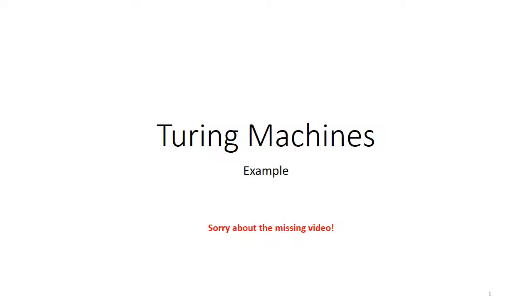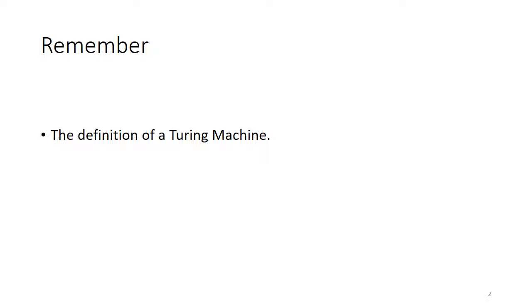So I briefly mentioned it in the previous videos, but I said that we wanted our Turing machines, instead of just being able to accept and reject strings, to also be able to compute some functions. And so that's why we had a set of halting states instead of a set of accepting states. So this video is going to go through an example of a Turing machine which computes something. What I need you to remember is just what the definition of a Turing machine is.